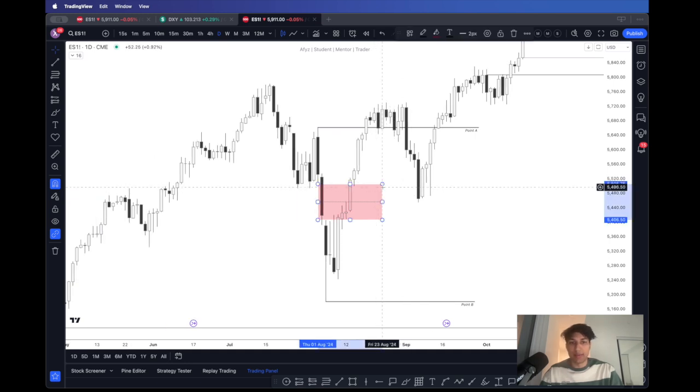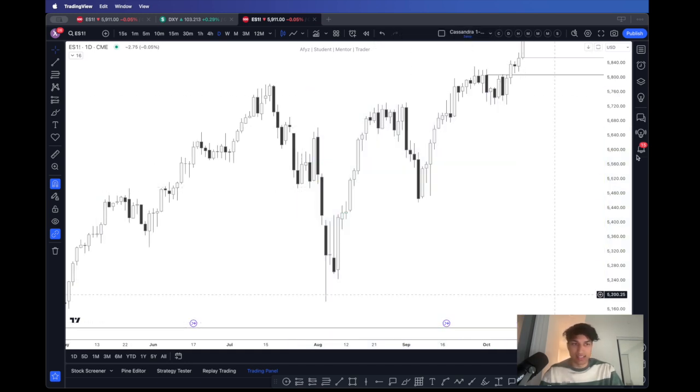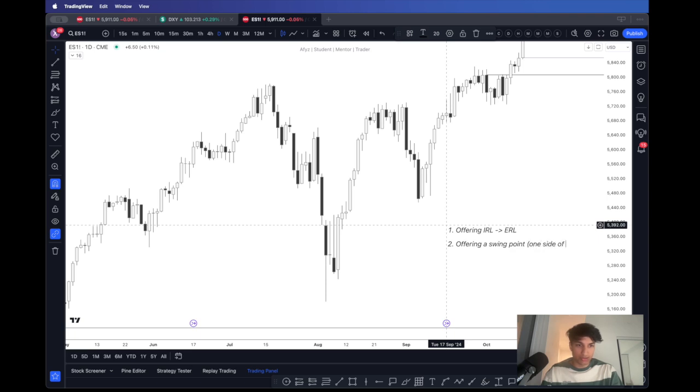So those are a few examples of how I utilize this concept. The idea that one, price is either going to be offering IRL, which will then trade to ERL, or two, offering a swing point, one side of the range.